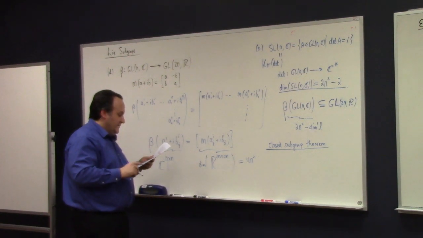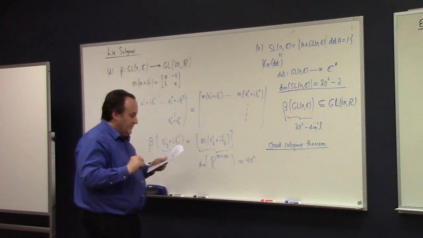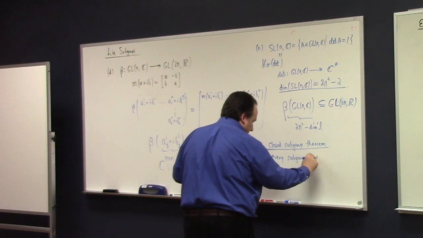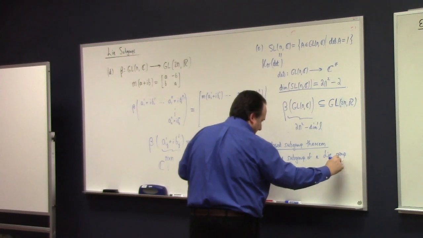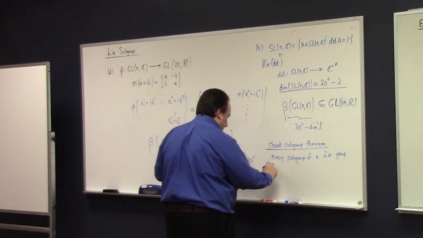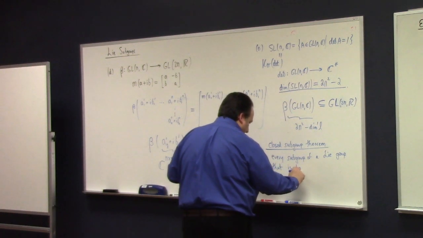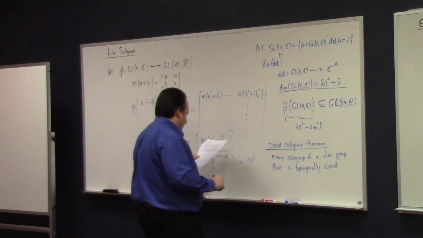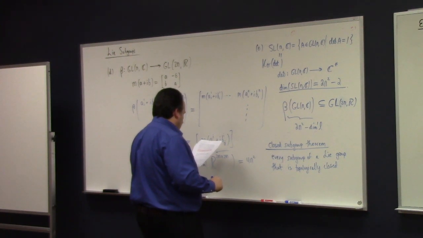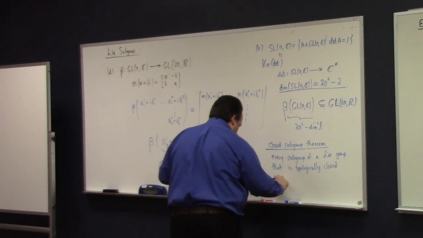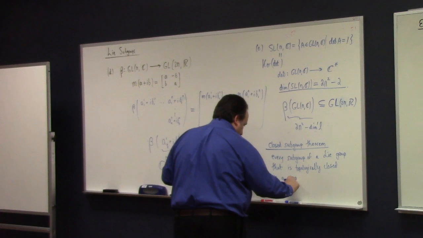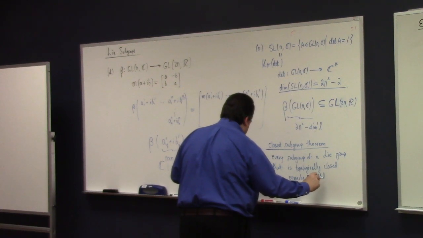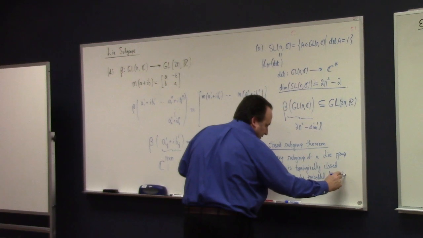Okay, so the closed subgroup theorem asserts the following. It asserts that every subgroup of a Lie group that is topologically closed is automatically a properly embedded Lie subgroup.